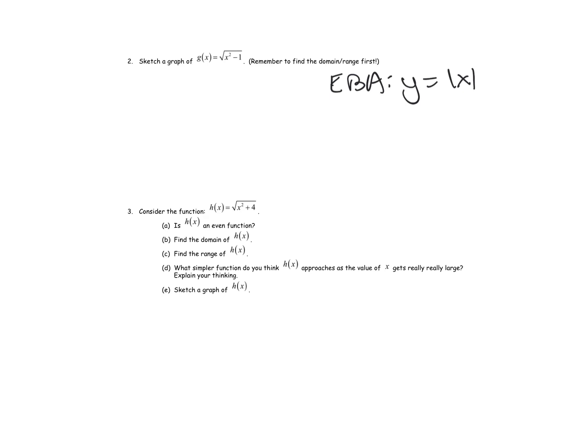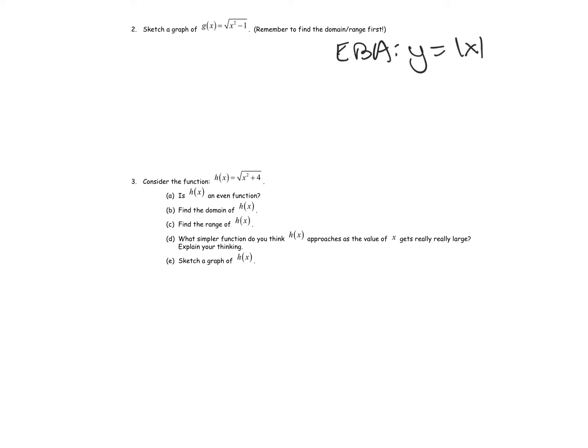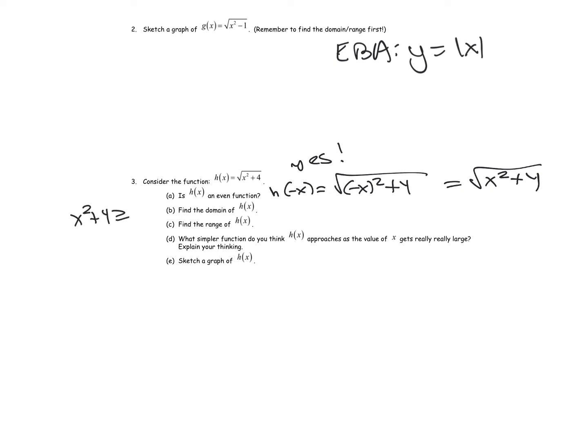All right, but let's try something that's similar but a little bit different. We've got the square root of, instead of x squared minus something, x squared plus 4. Is this even? Yes, it is still even. When I plug in negative x, I'm getting the square root of negative x squared plus 4, which is just the same as the square root of x squared plus 4. So definitely even. The domain here, well, remember, I need inside that square root to be greater than or equal to 0. Well, that will always be the case here. So the domain is all reals.